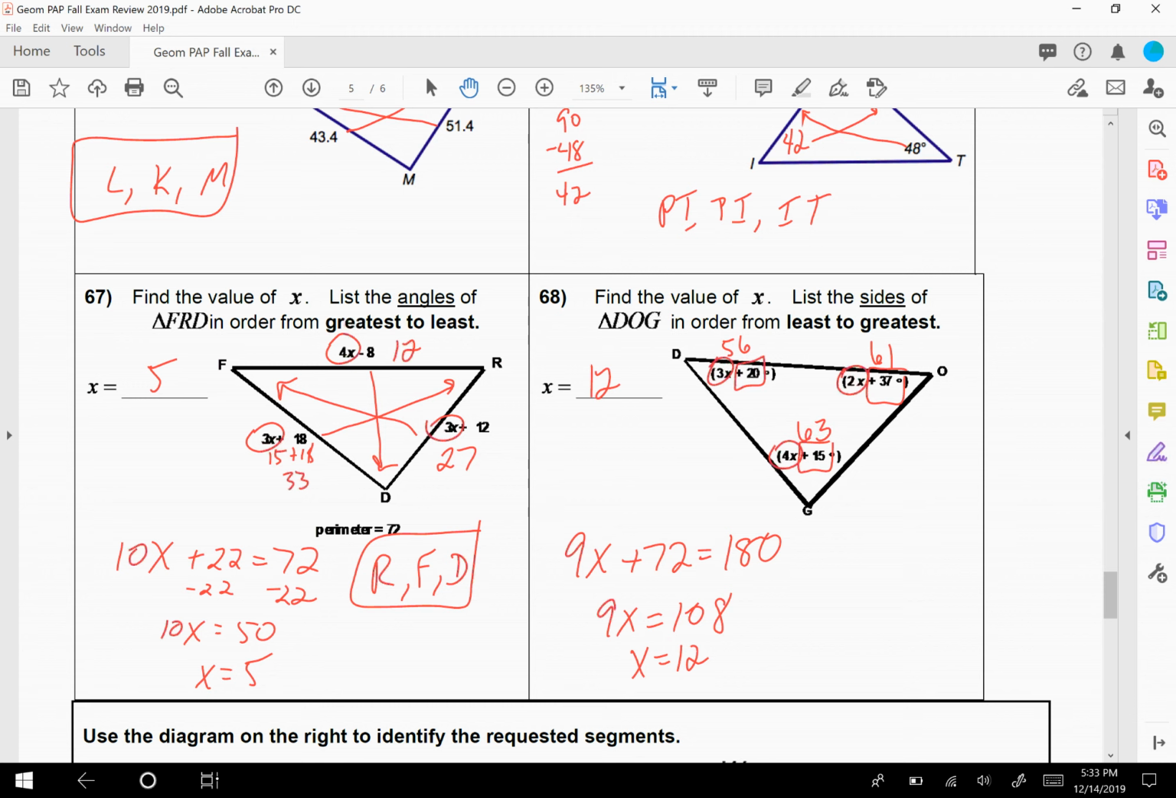Okay, least to greatest. So find your smallest angle, and that's 56. Go across, so it's OG. Okay, medium angle, 61, go across, that's DG. And then that leaves us up here, DO.